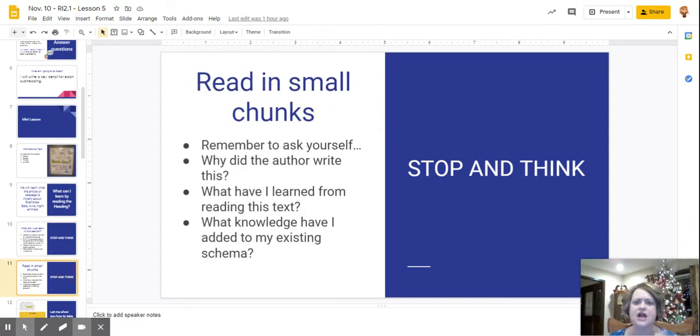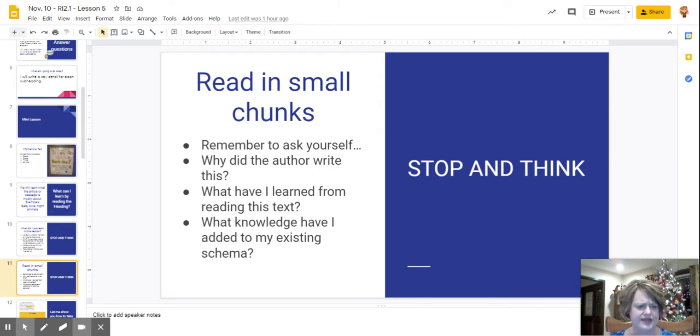Also, last week we talked about when we read nonfiction, we want to read it in small chunks. So we want to remember to ask ourselves, why did the author write this? Did he write this article about bats because he wanted to inform us just about places that they live or what they eat? Or did he write this article about bats because bats are endangered and he's trying to get us to help them or protect them? So there are all different reasons why authors may write things.